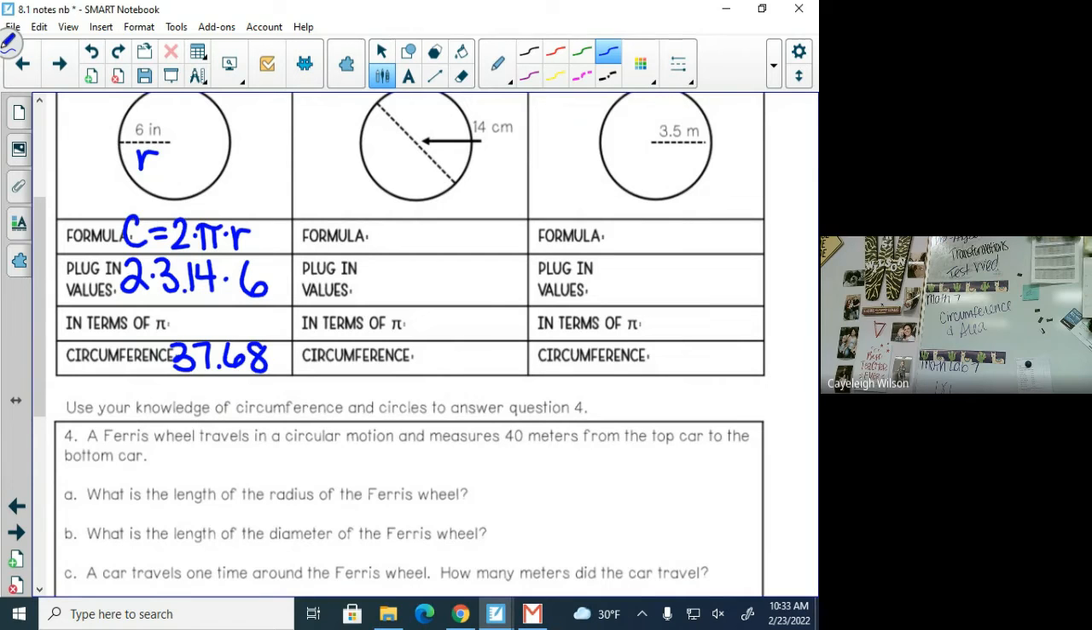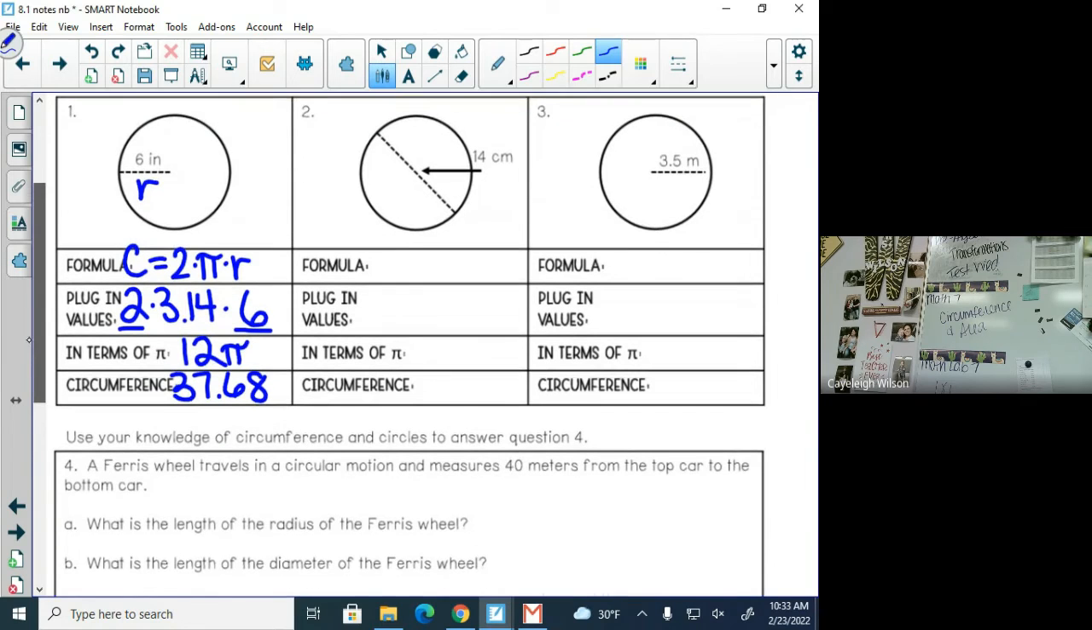All right, now, it does say right here in terms of pi. So if it ever asks for the circumference in terms of pi, you just don't include 3.14 in your multiplication. If you don't understand this, it's really not that big of a deal. But when it says in terms of pi, that means you just multiply the 2 numbers together, not pi. So what is 2 times 6? 12. So I'm just going to write it as 12 pi. And I'll just keep 3.14 as pi. That's all that means.